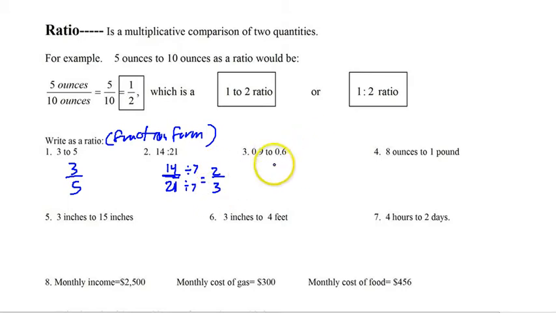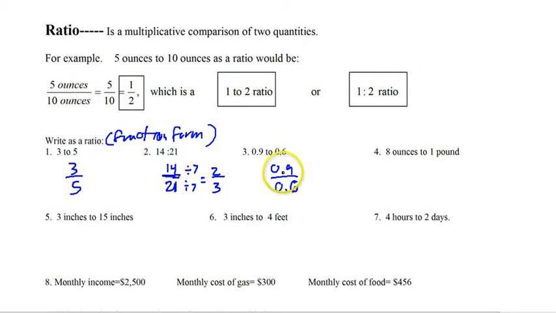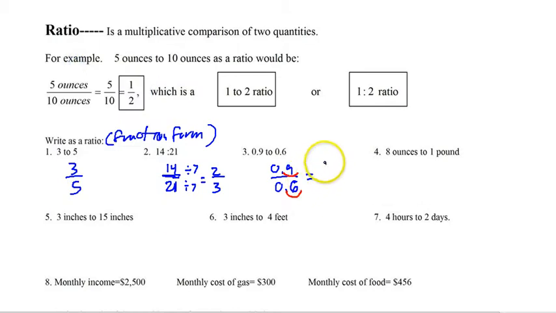Alright, well, what if you have a decimal? This is 0.9 to 0.6. What you can do is you can just treat it like we would do a normal division, which allows us to take that decimal and move it out. But if you do it to the top, you must do it to the bottom. So it gives us this. It's a 9 to 6 ratio, which we can reduce into a 3 to 2.